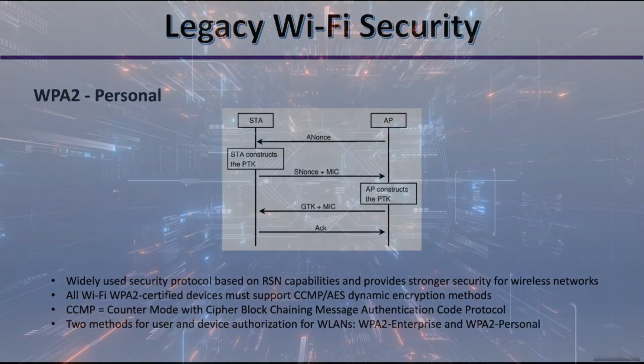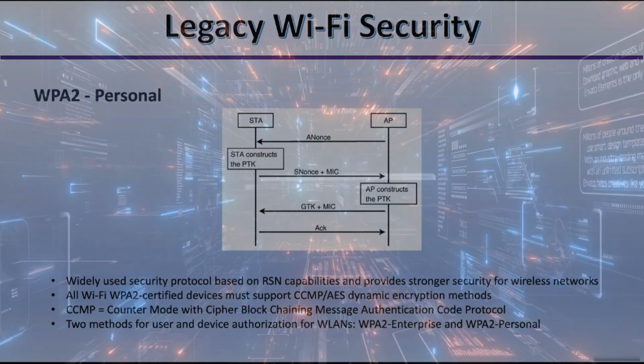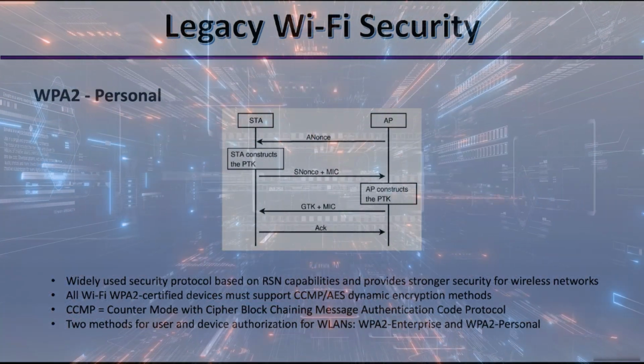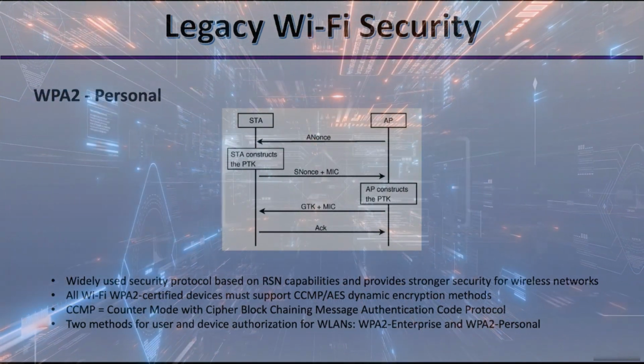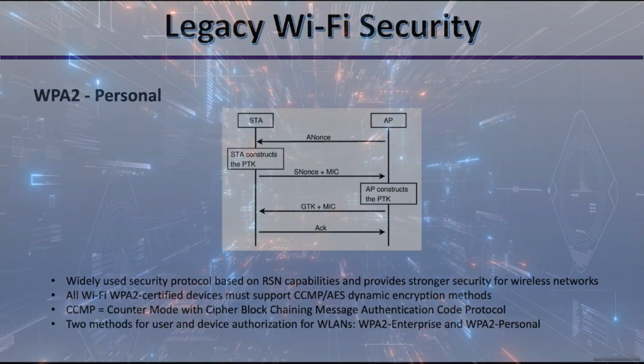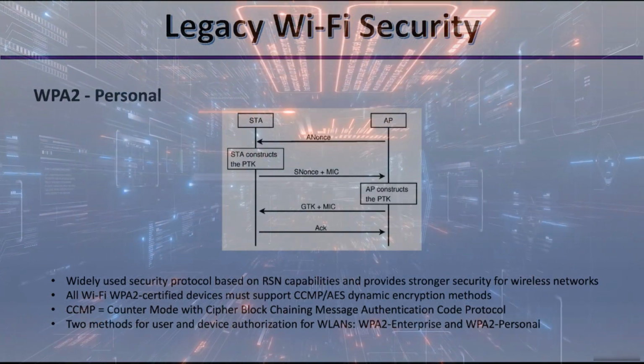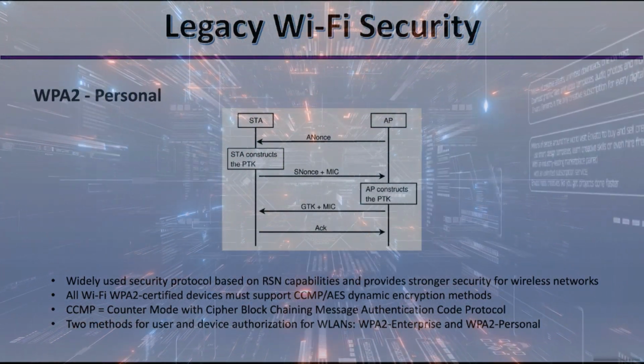The AP then sends the GTK, which is a group transient key, to the client, which will be used to encrypt broadcast and multicast frames. The client then sends an acknowledgement back to the AP to confirm that it received the GTK.